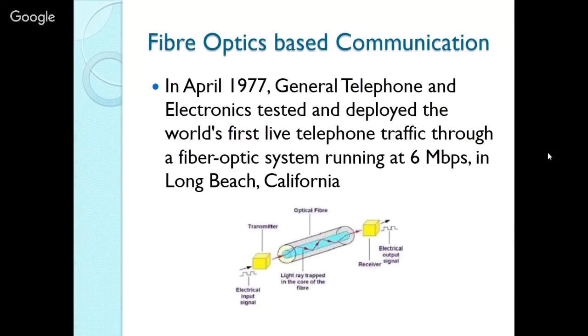Now, the transfer of data from one location to another over a large distance got a great boost with fiber optics based communication. The work on fiber optics was going on, but in April 1977, General Telephone and Electronics tested and deployed the world's first live telephone traffic through a fiber optic system running at 6 megabits per second in Long Beach, California. So now data could be transmitted by converting the electrical input signal into light ray and at the receiving end converting back the light ray into electrical signal. So it was much faster as compared to the copper wire system, and the bandwidth could also be very high.